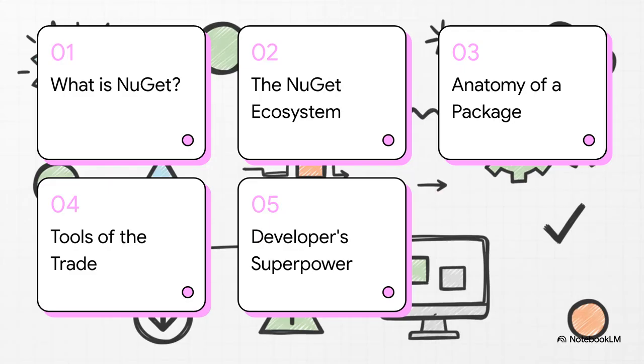So, here's how we're going to break it all down in this explainer. First, we'll answer the big question, what is NuGet really? Then, we'll zoom out and look at the whole NuGet ecosystem. After that, we'll peek inside an actual package to see what makes it tick. We'll check out the tools of the trade, and then we'll tie it all together to show you why this thing is a genuine developer superpower.